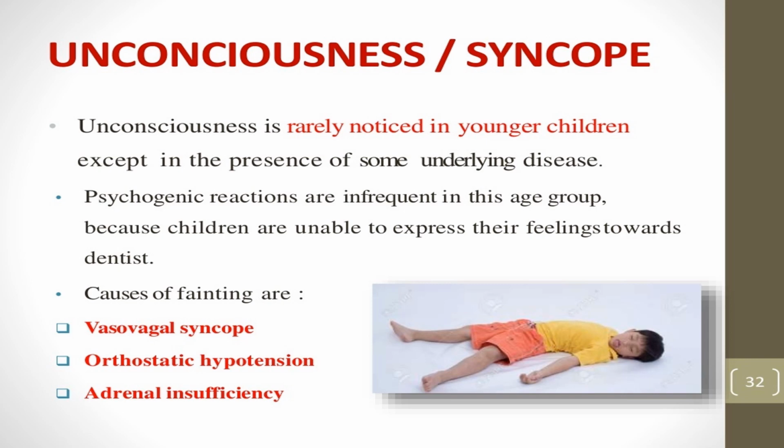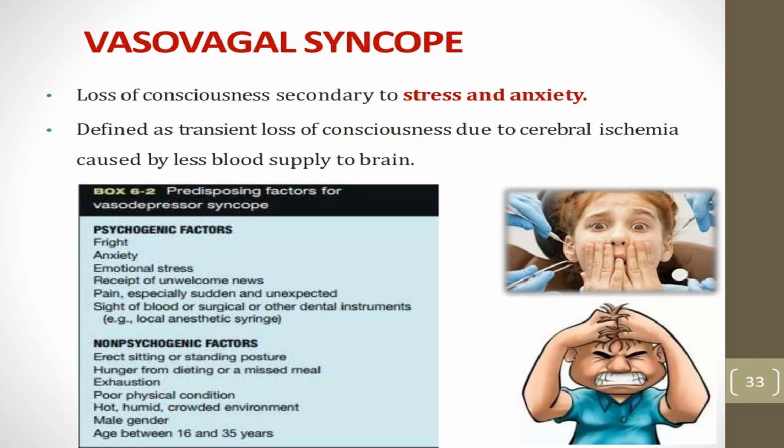Unconsciousness/syncope. Unconsciousness is rarely noticed in younger children except in the presence of some underlying disease. Psychogenic reactions are infrequent in this age group, because children are unable to express their feelings towards the dentist. Causes of fainting are vasovagal syncope, orthostatic hypotension, adrenal insufficiency. Vasovagal syncope is loss of consciousness secondary to stress and anxiety, defined as transient loss of consciousness due to cerebral ischemia caused by less blood supply to the brain.